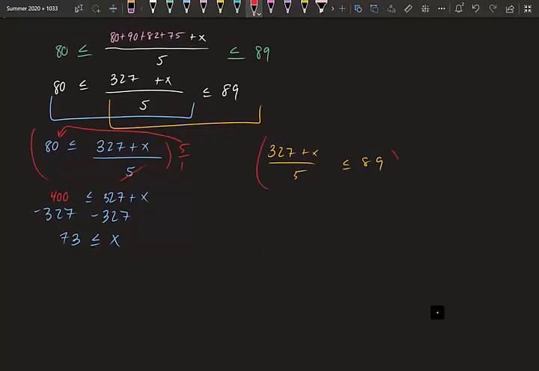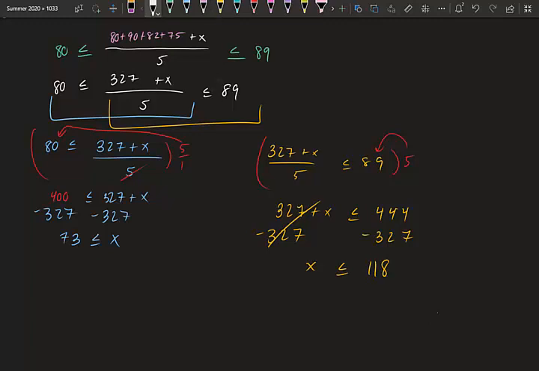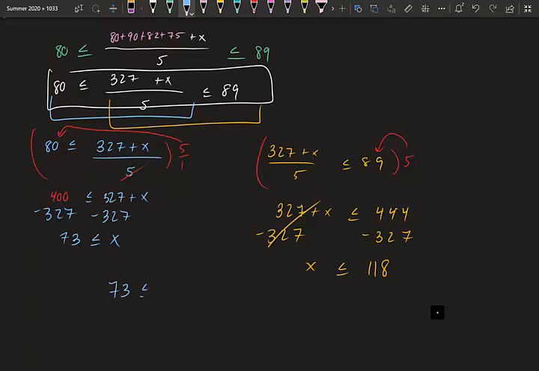All right, same thing to the right side. We're going to multiply by 5. So we have 327 plus x over 5, my bad, is less than or equal to 89 times 5, which is 445. So subtract 327. We get x is less than or equal to 118. So if we put this back together with what x is, we have 73 is less than or equal to x, and that's less than or equal to 118.